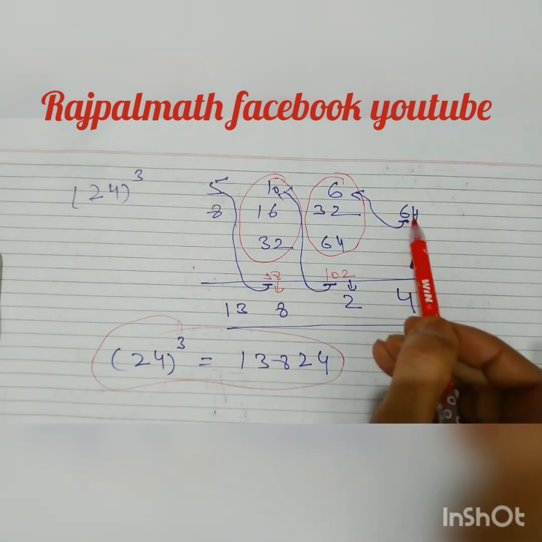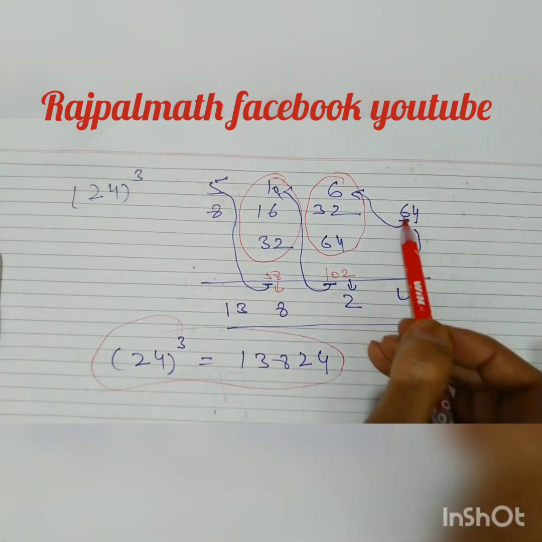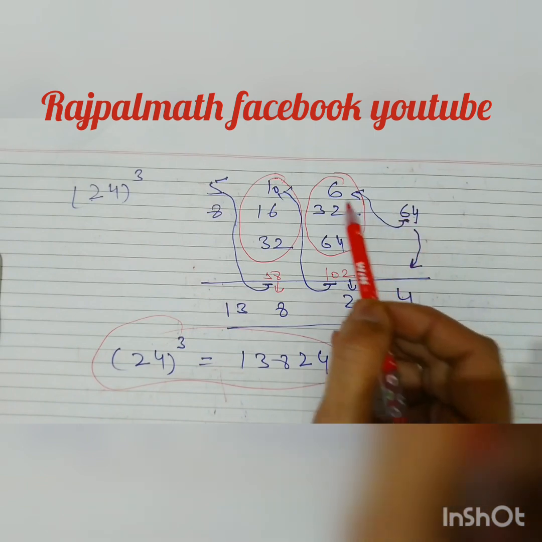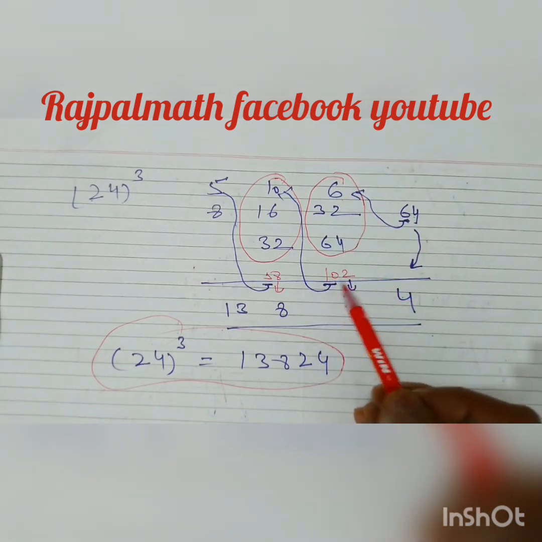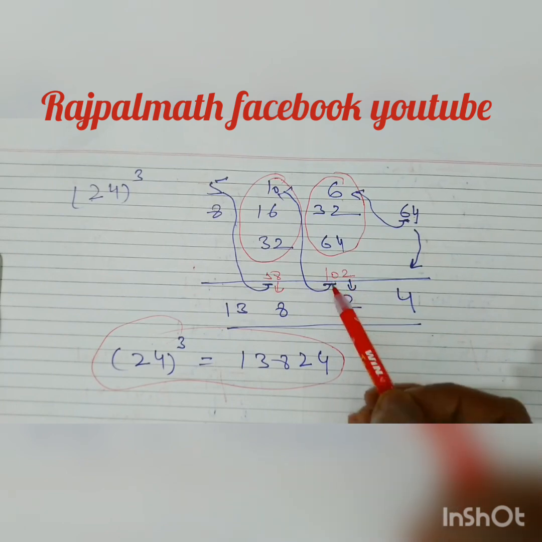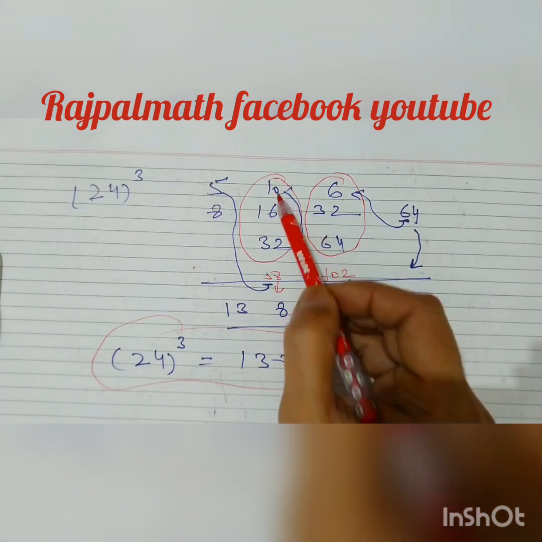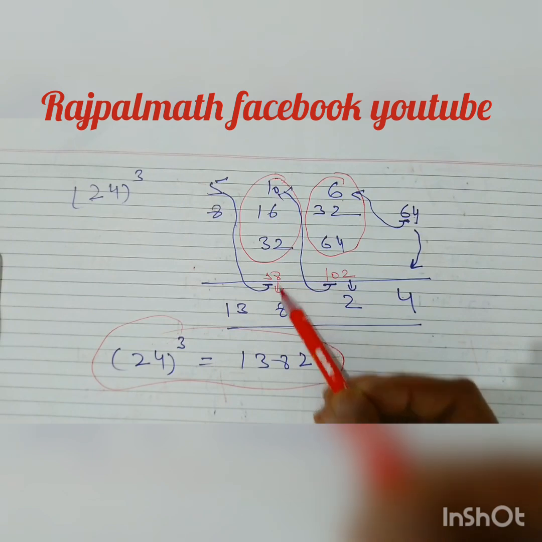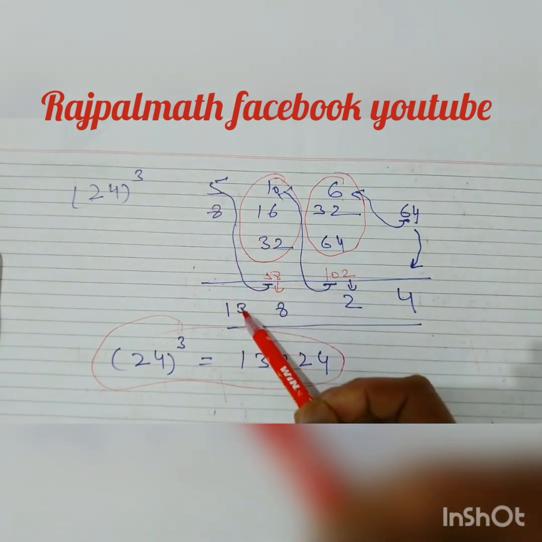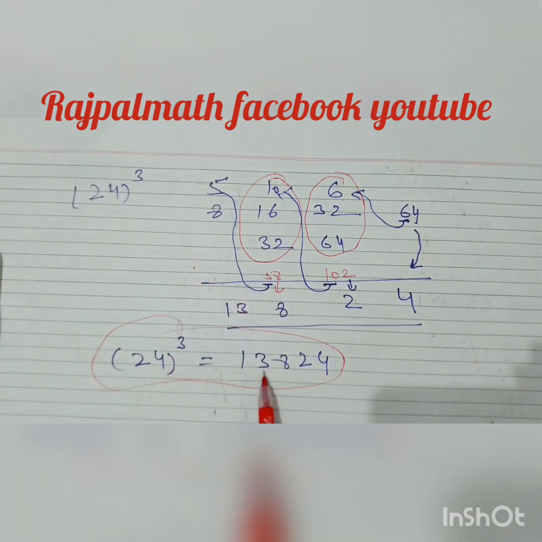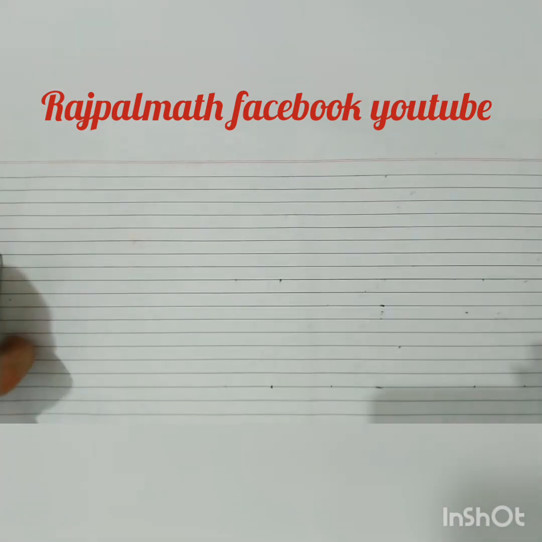Means write the unit digit over here and the tens place carry forward. 6 plus 32 plus 64, 102, write 2 over here and 10 carry forward. 10 plus 16 plus 32, 58, write 8 over here, 5 carry forward. 5 plus 8, 13. Therefore, cube of 24 is 13824. Let's do one last example.